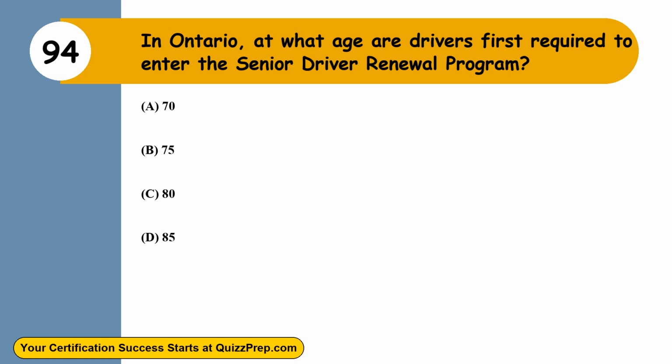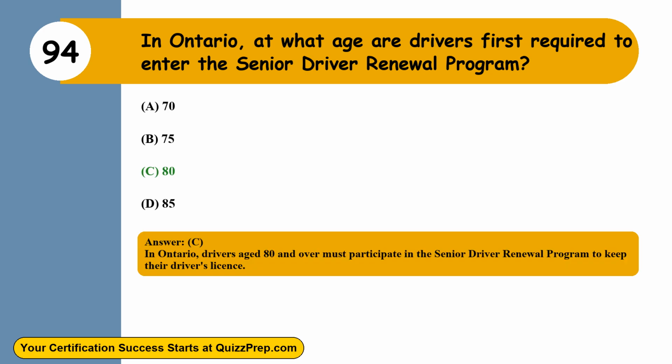Question 94. In Ontario, at what age are drivers first required to enter the Senior Driver Renewal Program? Option A, 70. Option B, 75. Option C, 80. Option D, 85. The correct answer is option C, 80. In Ontario, drivers aged 80 and over must participate in the Senior Driver Renewal Program to keep their driver's license.